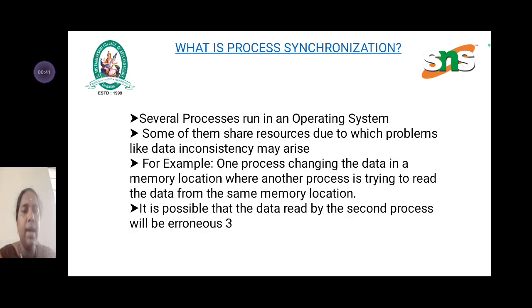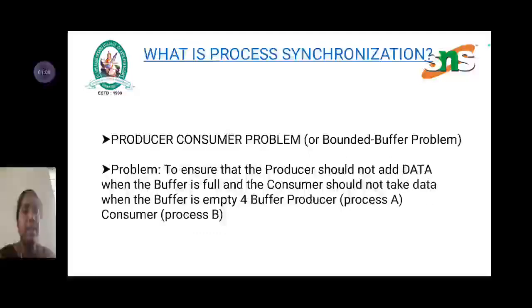What is process synchronization? Several processes run in an operating system. Some of them share resources, due to which problems like data inconsistency may arise. For example, one process changing the data in a memory location where another process is trying to read the data from the same memory location. It is possible that the data read by the second process will be erroneous.